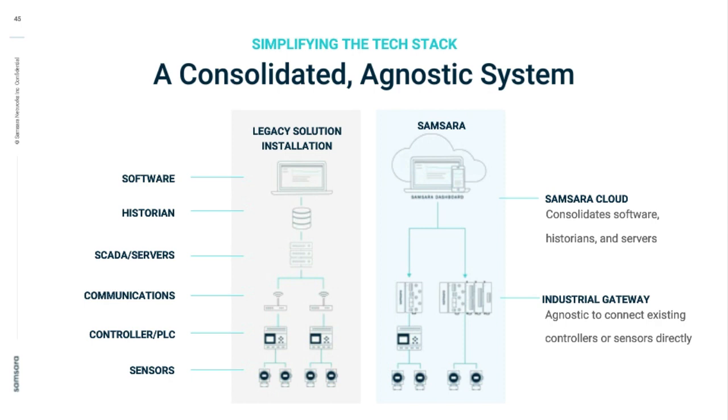So typically with legacy solutions, what you see on the left here is they require several layers of both hardware and software infrastructure, again, to just get off the ground and get things connected. And so what we've done is two different things. The first is we've consolidated the monitoring or SCADA software, server infrastructure, historian layers. That's all in the Samsara cloud now. And the second is we're providing an agnostic way for you to connect your equipment to the cloud, the physical layer, without having to worry about connectivity or service plans through our industrial gateway.